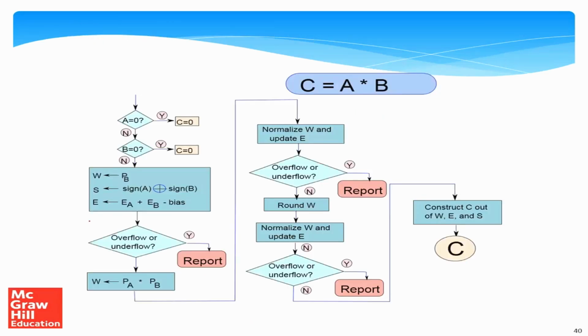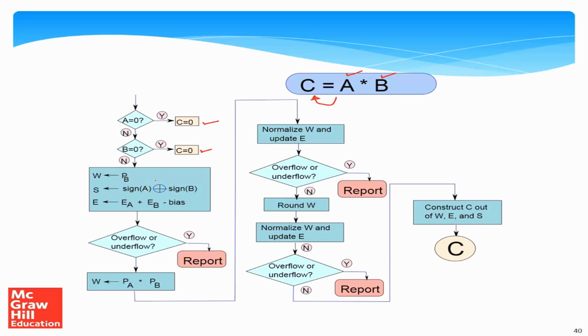Alright, so let me now summarize the same process, the same procedure with the help of a flowchart. So let's assume that we are multiplying two floating point numbers a and b, and the product of the numbers will be saved in C. So first let us do some very simple checks. If a is equal to 0, then we can set C to 0 and we can get out. Else if b is equal to 0, we can set C to 0 and we can get out.